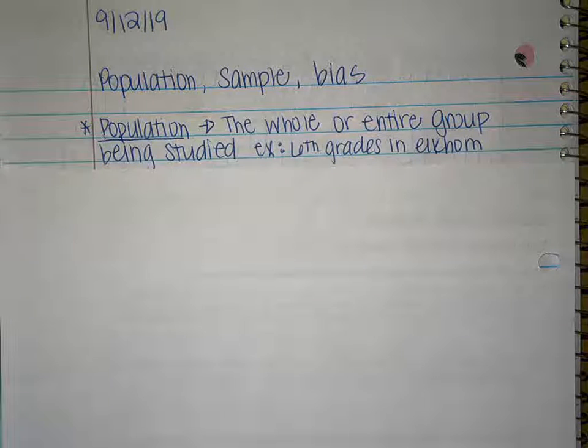So population is the whole or entire group being studied. So for instance, I could study all of 6th graders in Elkhorn. If I wanted to know something, I want to know about all of the 6th graders in Elkhorn as a whole. So every school that we have in Elkhorn, talking about the 6th graders, that is my population as a whole.